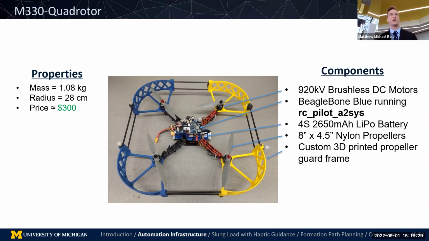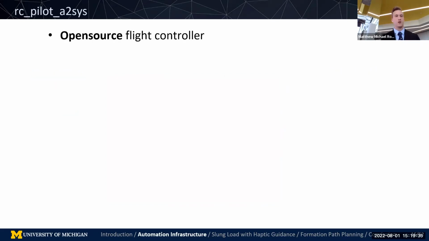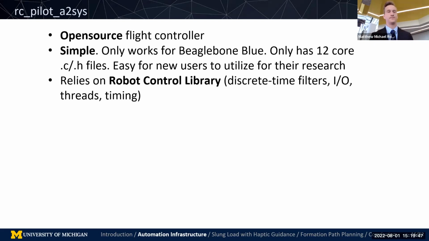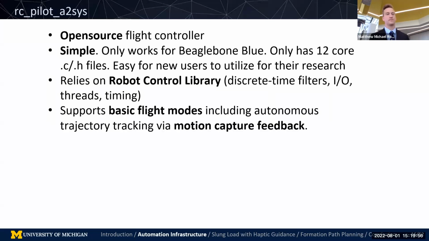And it's running RCPilot, which is another custom flight controller that we adapted from another project. So RCPilot, it's open source. It's simple. It only has about 12 .c and .h files, such that people with a basic understanding of C programming can pick it up and get used to it. And it does this by relying on the Robot Control Library, which handles a lot of the low-level things such as filtering, input-output threads, timing.